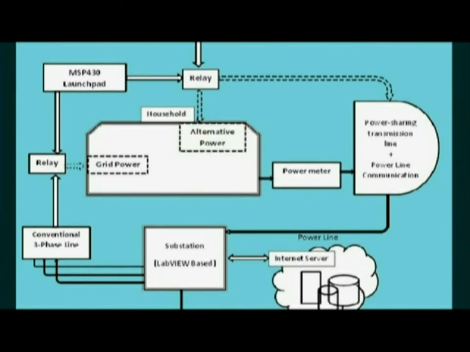The household makes use of alternative energy and grid energy. The power consumption is calculated by the smart digital energy meter, which sends information over the power line to the substation for billing purposes using a front-end software. A conventional three-phase line distributes power from the substation.